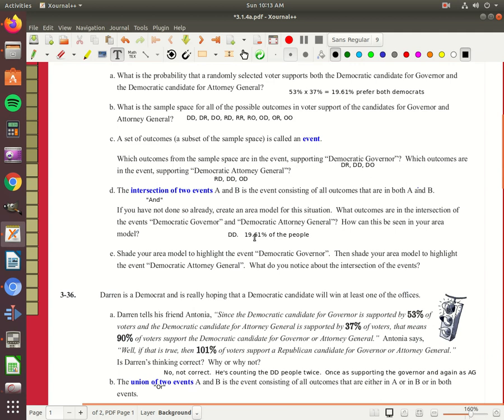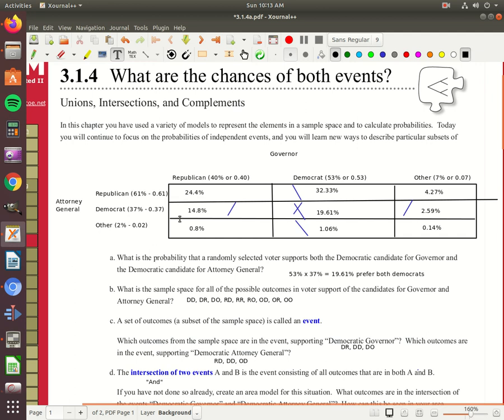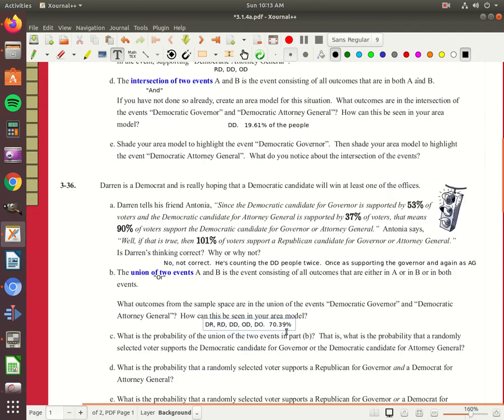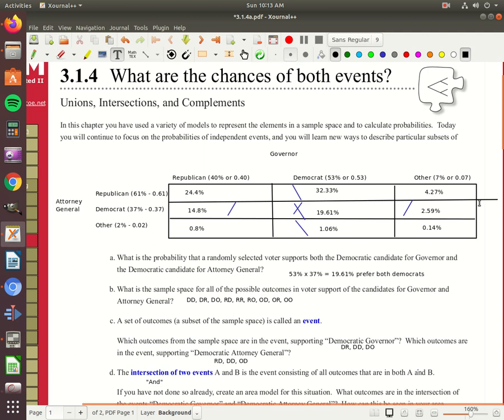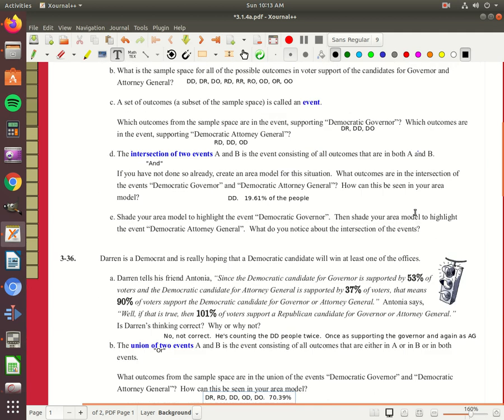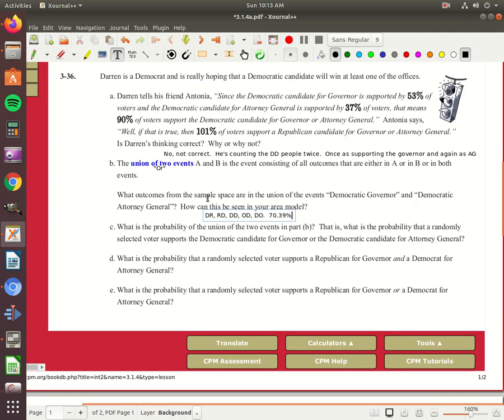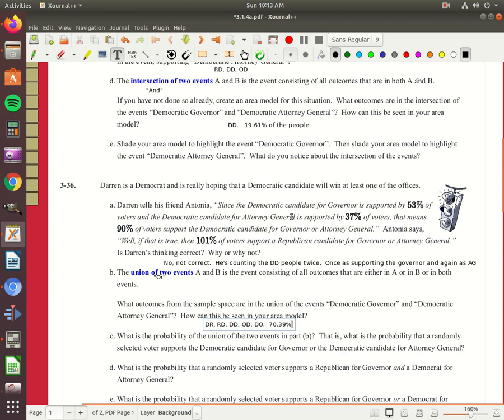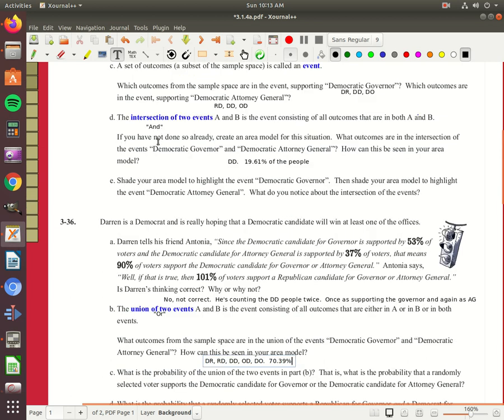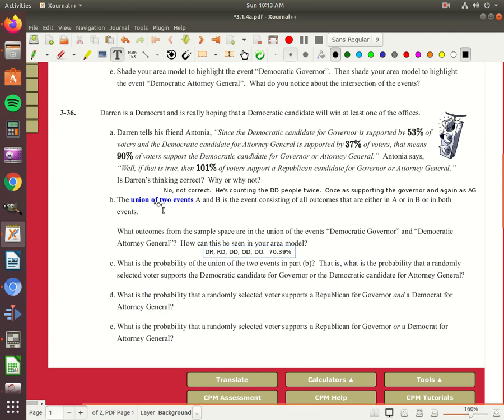So there's a difference. 19.61% support both the Democrats. 70.39% support one or the other. And again, 19% supports this Democrat and this Democrat. 70% support this Democrat or this Democrat. So you can see unions are more inclusive, right? Or is more inclusive than and, right? If you have to do something and something else, that means you have to do 2 things. If you have to do something or something else, that means you only have to do one or the other. So it's easier to be in the union than it is in the intersection.